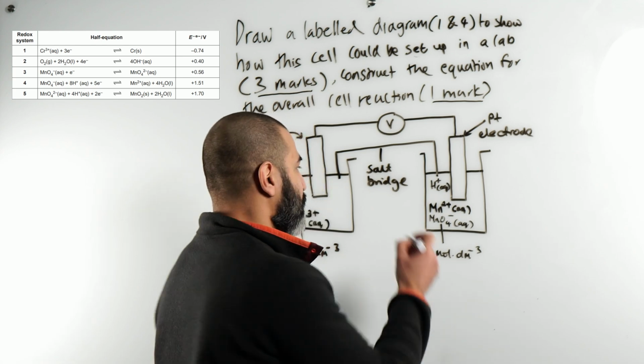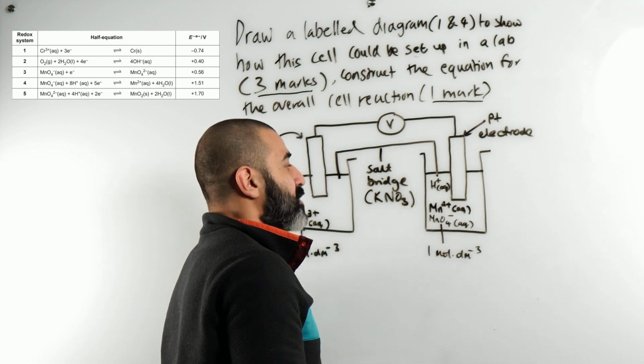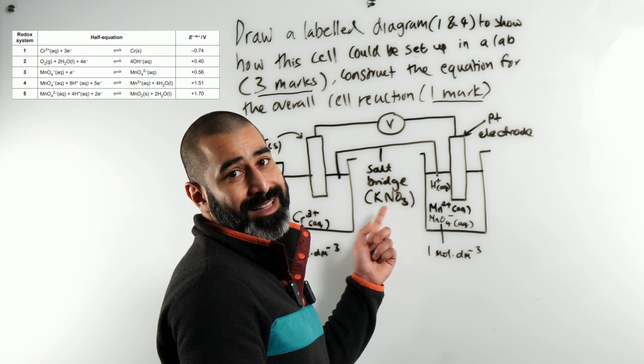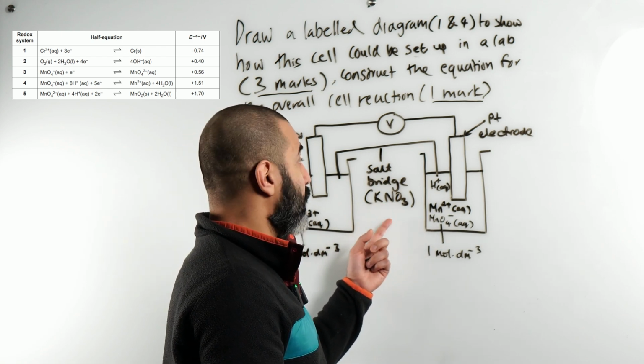And you normally have some sort of salt in there. I wouldn't use KCl, I'd use something like KNO3. And the reason for that is a chloride ion could be oxidized by a really strong oxidizing agent. Likelihood is that the nitrate ion is not going to be as easily oxidized, okay?